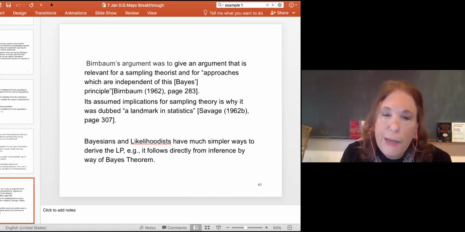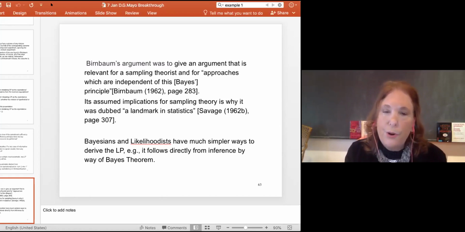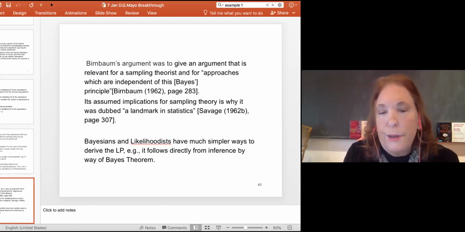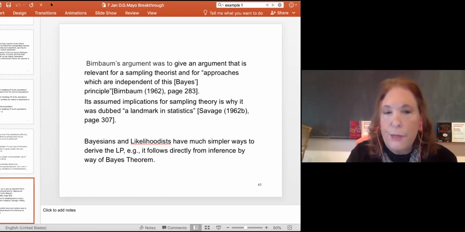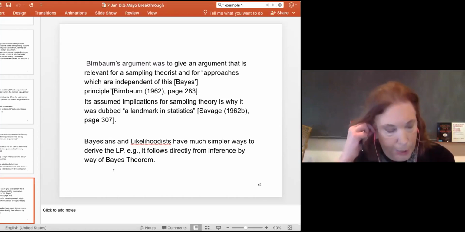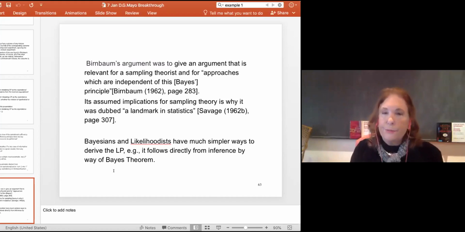He was surprised, Birnbaum, that it seemed to be something that would follow for sampling theorists. He says he wants to give an argument that's relevant for sampling theorists and approaches that are independent of the Bayes principle. That's why it was a landmark. So I agree, but it doesn't say much for the proof of the likelihood principle if you have to assume it to begin with. Go back and look at it again now that you've seen this, because it's a wonderful puzzle.